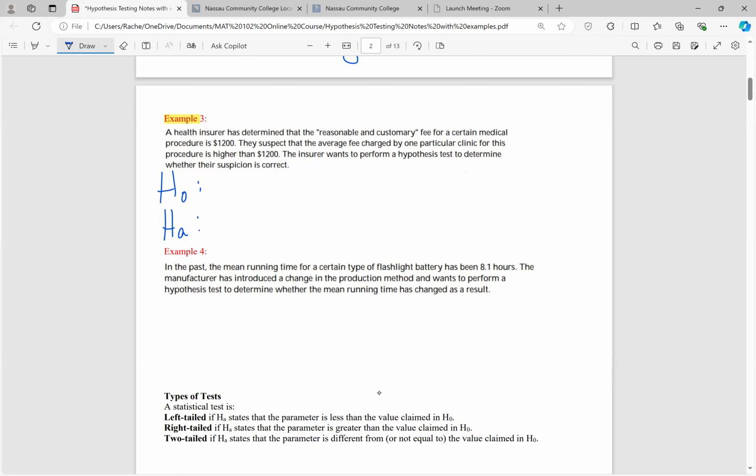So the null is what we're assuming to be true about the parameter. And my parameter in this case is the average fee that's being charged for a particular procedure. Now, it's believed that the reasonable and customary fee is $1,200. That's what it's assumed to be. So mu is assumed to be equal, or believed to be equal, to 1,200.